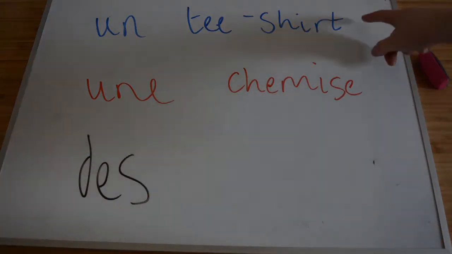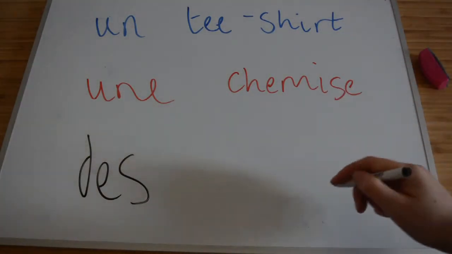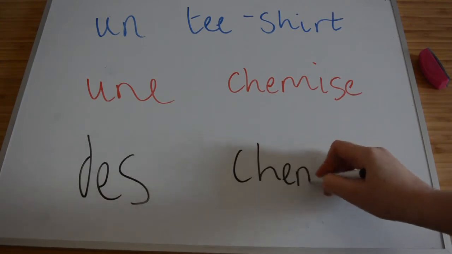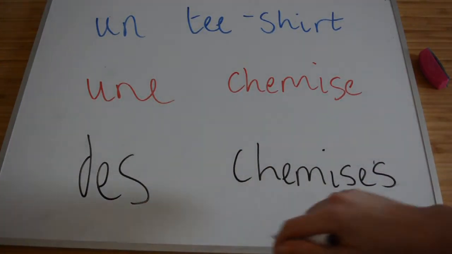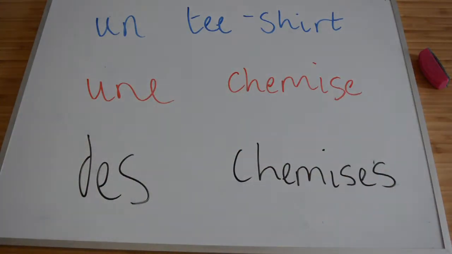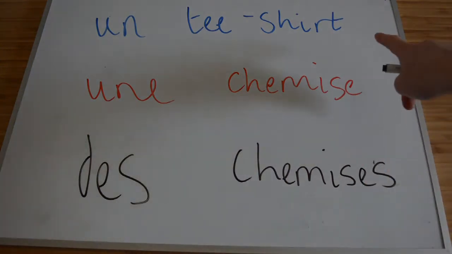I could easily take one of these words and put it with des. So for example, if I used the word chemise, all I would have to do is add an S on the end to make it plural and put des in front of it. You wouldn't need that une anymore. Same with un t-shirt, take away the un, replace it with des and put an S at the end.